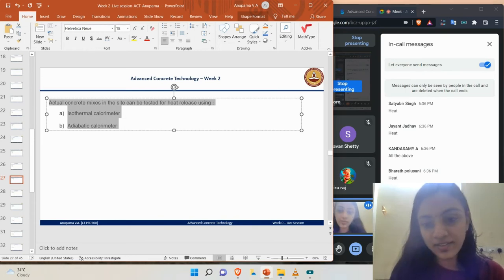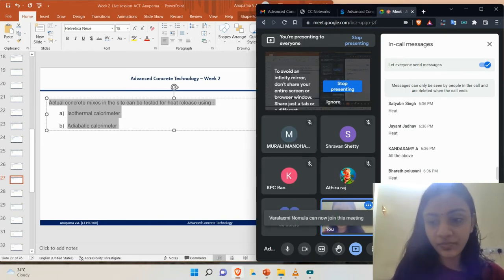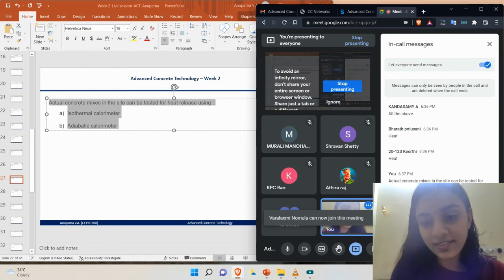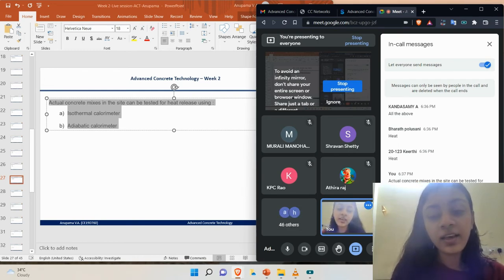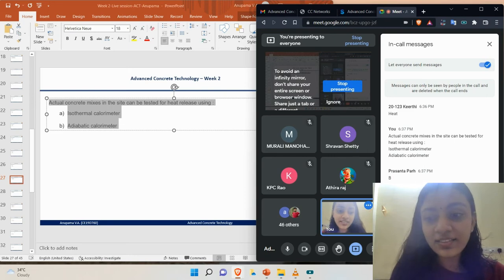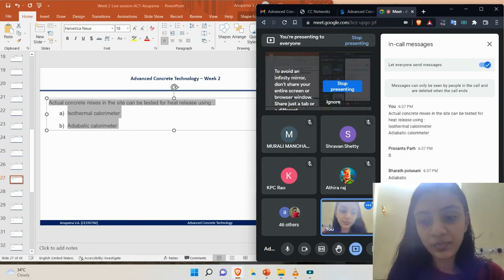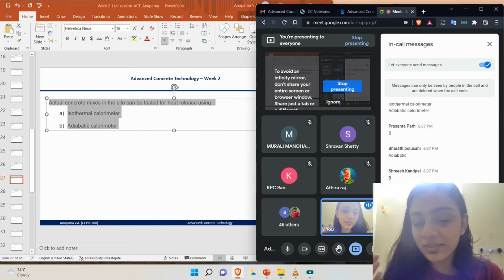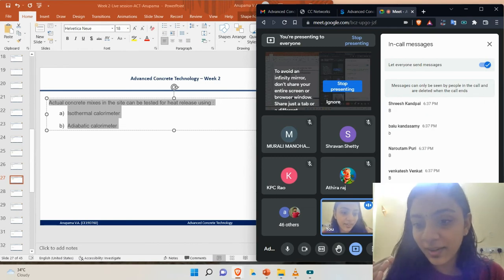Actual concrete mixes on site can be tested for heat release using isothermal calorimeter or adiabatic calorimeter. So, which calorimeter can we use to test the concrete mixes? I'm getting so much adiabatic, continuously. Maleshwari commented isothermal.